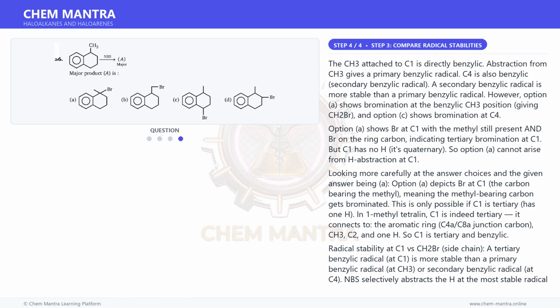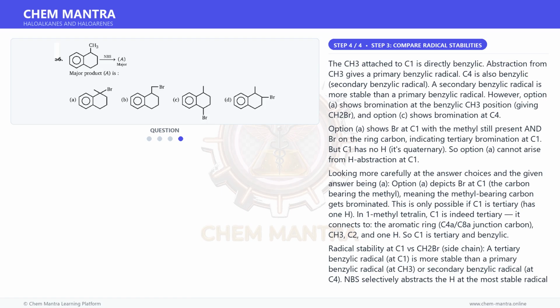NBS selectively abstracts the H at the most stable radical position. Therefore, NBS abstracts the tertiary benzylic H at C1, generating a tertiary benzylic radical, which is then trapped by Br from NBS to give 1-bromo-1-methyl-1,2,3,4-tetrahydronaphthalene. Why do the other options fail?